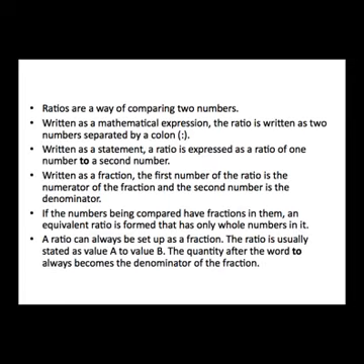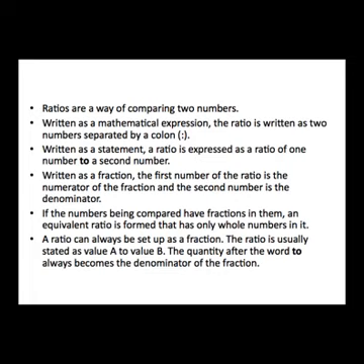Ratios are two ways of comparing numbers. Written as a mathematical expression, the ratio is written as two numbers separated by a colon. And as a statement, a ratio is expressed as a ratio of one number to a second number. As a fraction, the first number of the ratio is the numerator, and the second number is the denominator.